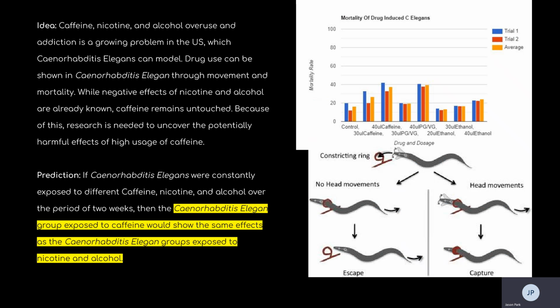While doing background research, I wondered what kind of data would support my hypothesis, and it was movement and mortality. The movement would exhibit the neurological effects of the caffeine, while the mortality rates would show the extent of harm that the C. elegans came across while being exposed to caffeine. This data supported my hypothesis of caffeine consumption having the same effect on the organism's neurological system and their life as nicotine and alcohol. We can see this in the mortality graph.